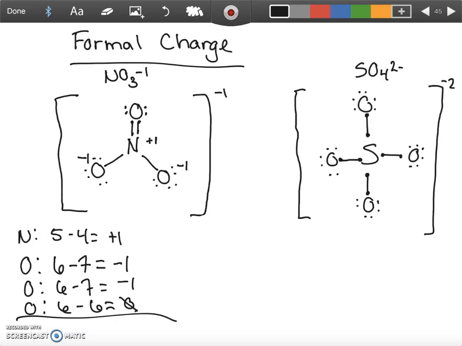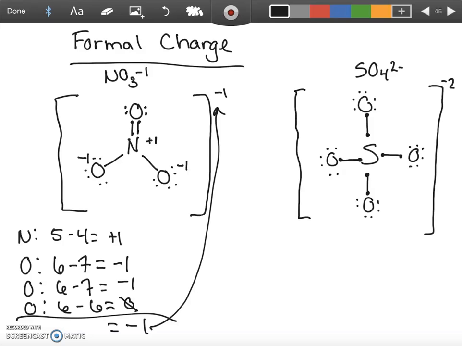Now you guys can start to see where the total charge of the ion comes from. Because if we add up all of the formal charges of the individual atoms inside of the Lewis dot structure, we should get the total charge of the entire molecule. In this case, +1 plus -1 plus -1 is equal to -1, and that's where that comes from. So from now on, it is very, very important that if you have an ion, it's always a good idea to show the formal charge on it, especially if the question asks for it.